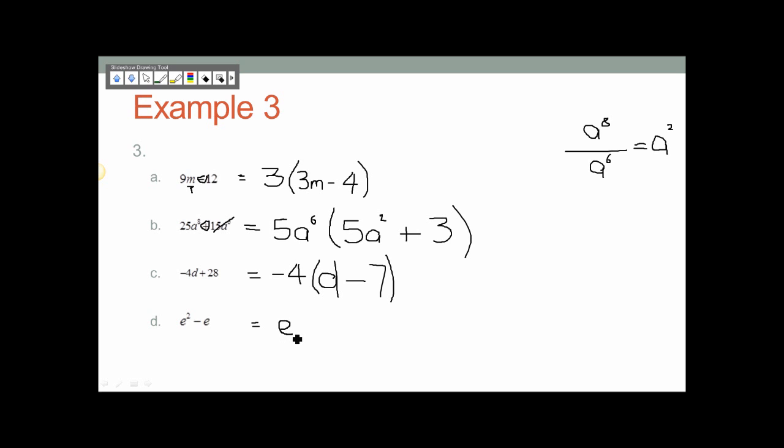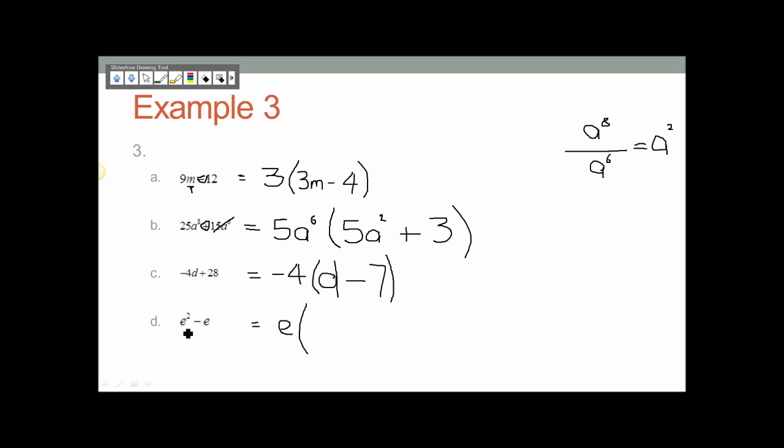We're going to take out e, but can we take out more than just the letter e? Can we take out e squared or e cubed? Now if we have a look at both of these, the highest power is 2 and the lowest is 1. If you notice, going back to this example up here, we took out the lowest power, a to the power of 6. And since the lowest power of this example is e to the power of 1, we have to keep it like that. Alright, so we take out a common factor of e.